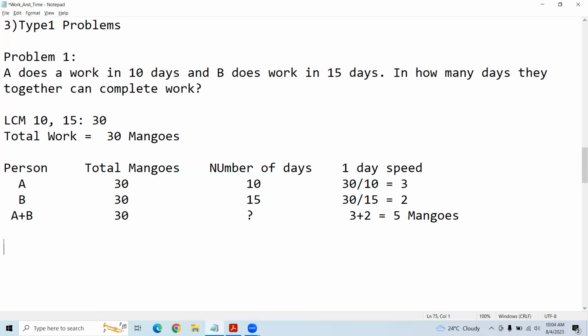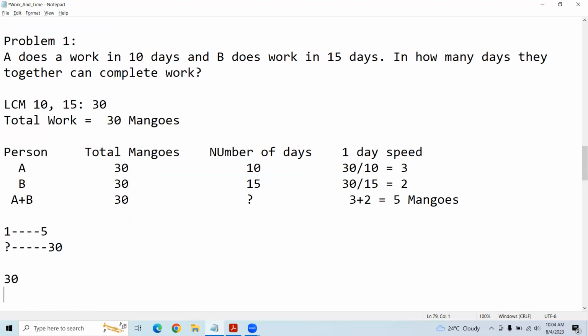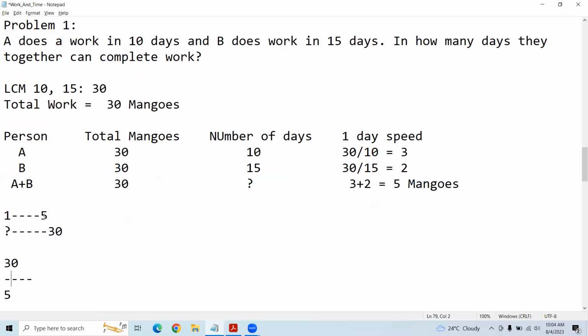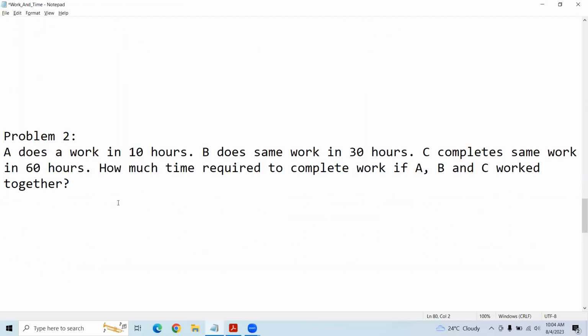So now if they are eating 5 mangoes in 1 day, how many days will they need for eating 30 mangoes? You can do it straightforwardly, 30 divided by 5. That will be 6. In 6 days, they will be able to complete all 30 mangoes. A is 3, B is 2, 3 plus 2 is 5. 30 divided by 5 will become 6. Okay, let's do one more problem of this type.